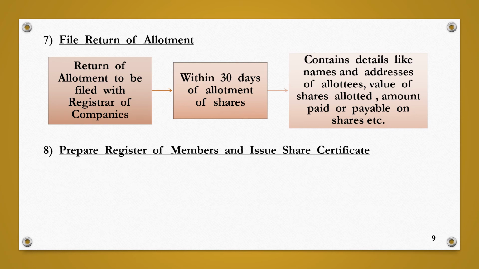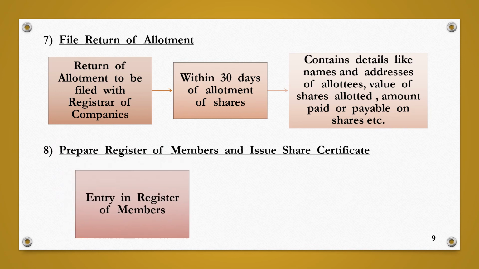Let us now move towards the eighth and the last step involved in the procedure of allotment, that is preparation of register of members and issue of share certificate. Lastly, the secretary has to make the necessary entries in the register of members giving complete details of all those applicants who have been allotted shares or who have paid the allotment money.